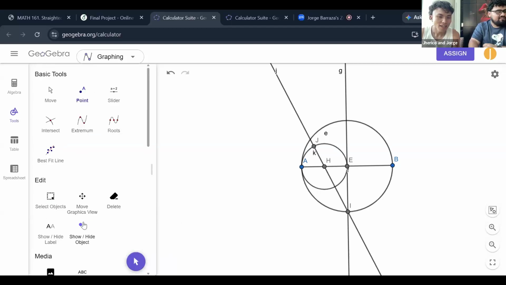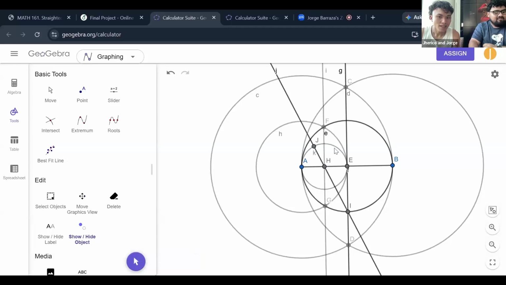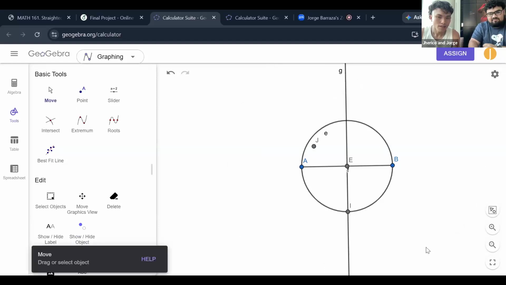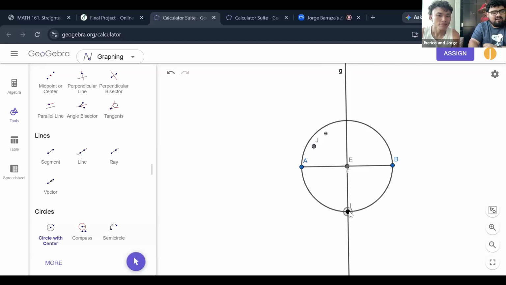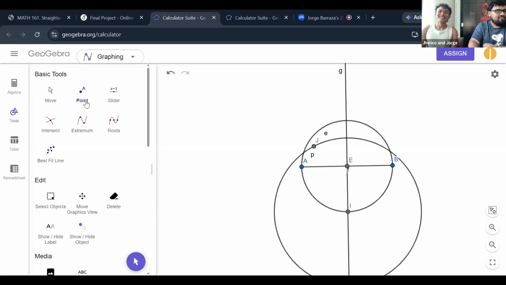And now we can get rid of some things that we don't need anymore. Get rid of this circle, these points, or not that point yet. So we're left with this. And now we're going to construct a circle with I being the center and J being a point on the circle. And these 2 points are going to be points for our pentagon.